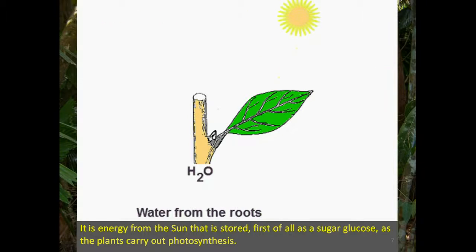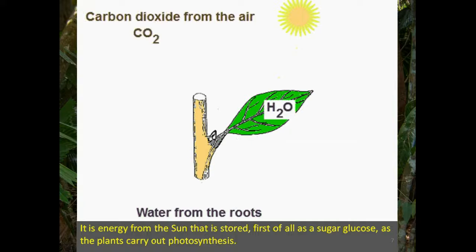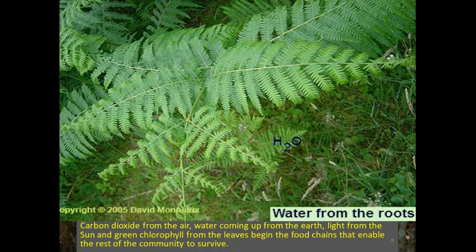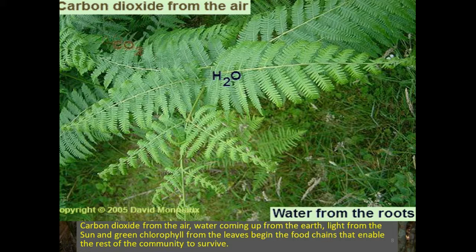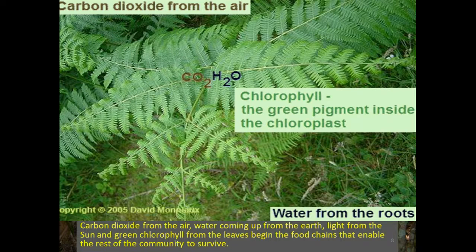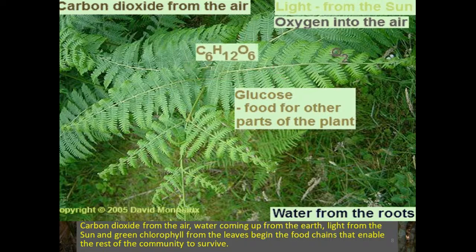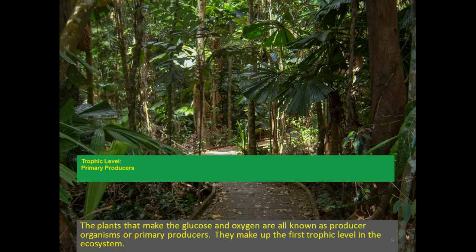It is energy from the sun that is stored, first of all, as a sugar, glucose, as the plants carry out photosynthesis. Carbon dioxide from the air, water coming up from the earth, light from the sun and green chlorophyll from the leaves begin the chains that enable the rest of the community to survive. The plants that make the glucose and oxygen are known as producer organisms or primary producers. They make up the first trophic level in the ecosystem.